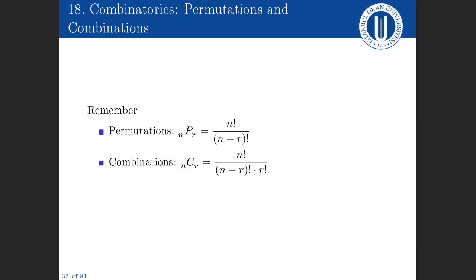So let me just recap. We've talked about permutations and combinations. The formula for the number of permutations is n factorial over n minus r factorial. The formula for the number of combinations is n factorial over n minus r factorial multiplied by r factorial.